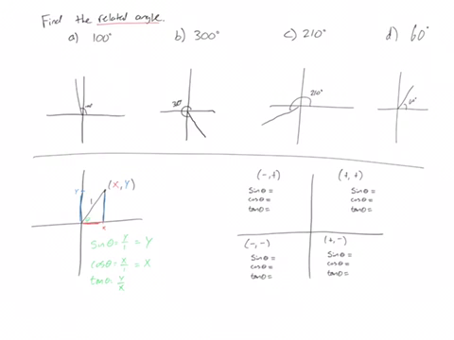Let's practice real quick finding some related angles. Let's find the related angle of 100. I've drawn that angle of 100 here. It's 10 degrees past the vertical y-axis. We just need to find what this angle is over here. So I can say 180 minus the 100, and we get 80. This angle would be 80 degrees. That would be my related angle.